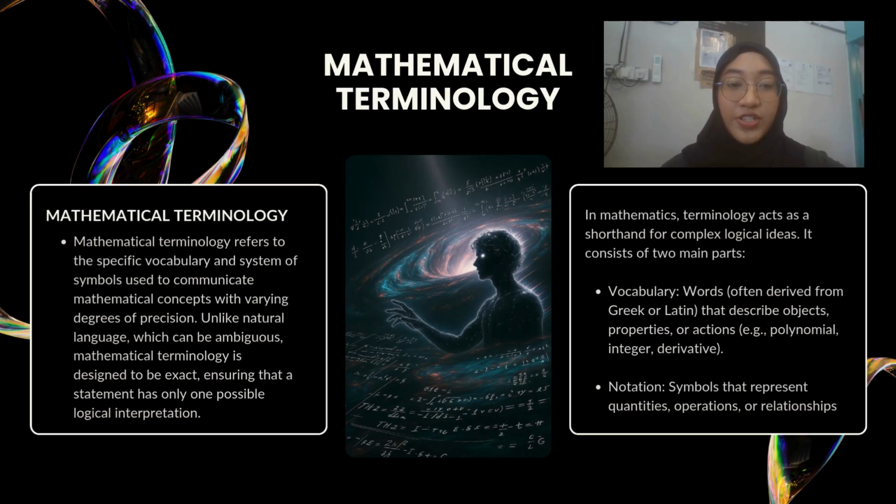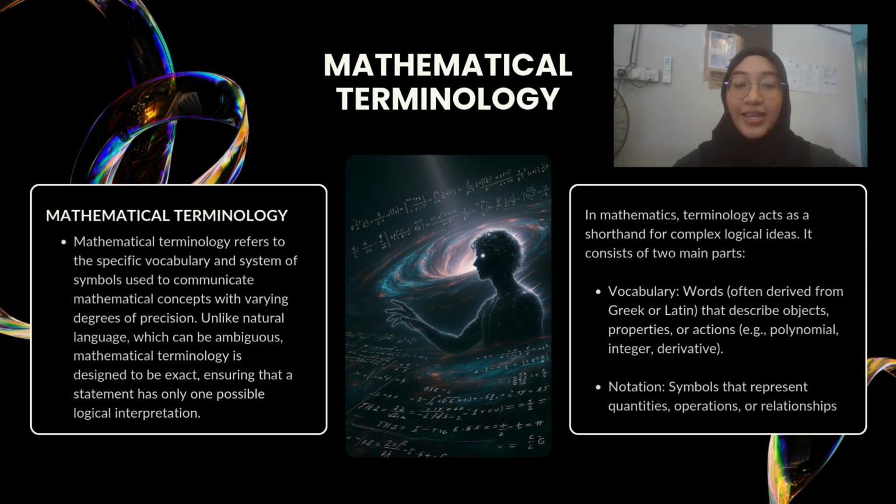Mathematical terminology refers to the specific vocabulary and system of symbols used to communicate mathematical concepts, with varying degrees of precision. Unlike natural language, which can be ambiguous, mathematical terminology is designed to be exact, ensuring that a statement has only one possible logical interpretation. In mathematics, terminology acts as a shorthand for complex logical ideas. It consists of two main parts. One, vocabulary, which is words, often derived from Greek or Latin, that describe objects, properties, or actions. And also notation, which is symbols that represent quantities, operations, or relationships.